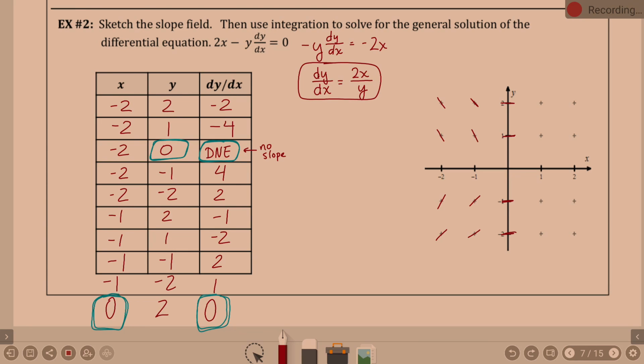0 over 0, if you remember L'Hopital, is an indeterminate form.